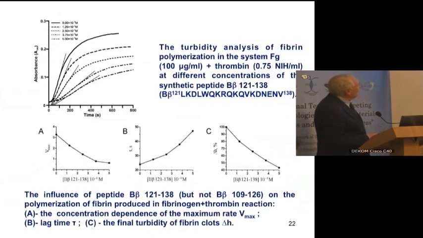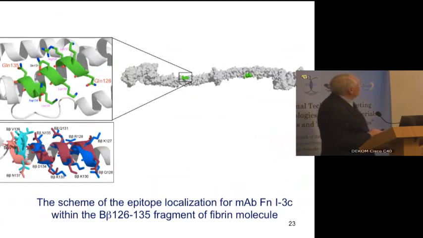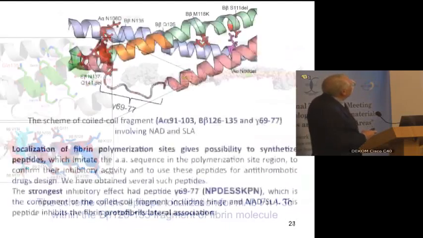These are just histograms showing that this peptide was really inhibiting it. And this is a bioinformatics computing approach to show how this epitope, or the site of polymerization, is composed of different peptides.